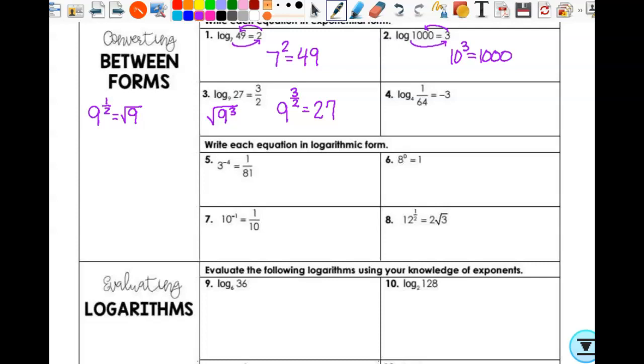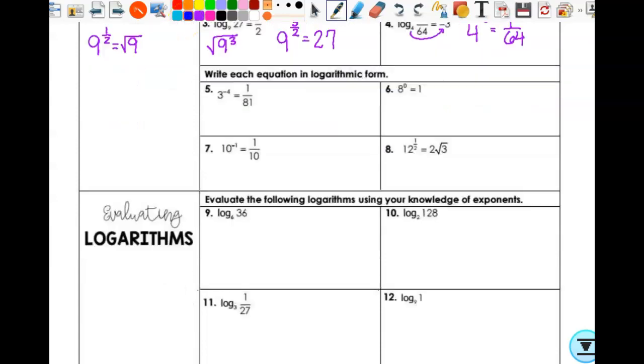Okay, and then 4 to the -3 power equals 1 over 64. The negative exponent will give you the reciprocal of the base, but this doesn't give me a negative anything. Okay, everybody good with all that? So we got to know how to go from logs to exponents. We have to know how to go from exponentials to logs.